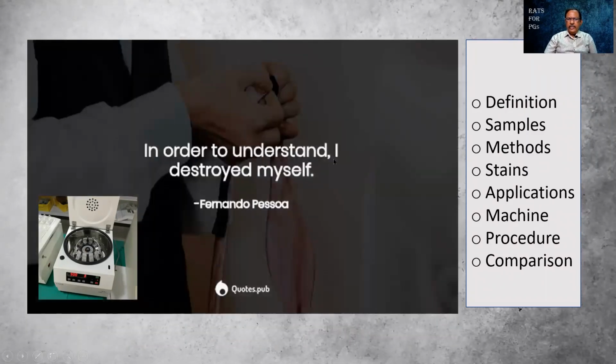In order to understand, I destroyed myself. This is actually a backup on another saying. The world will have to get saved from dangerous weapons only by creating more dangerous weapons. These are the words of Alfred Nobel, who was the inventor of the dynamite. Today dynamite is no longer harmful, but then the atom bomb and the hydrogen bomb, etc. are there. So in order to understand, I have destroyed myself.